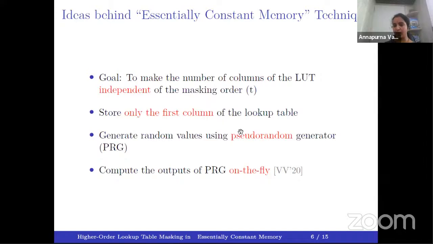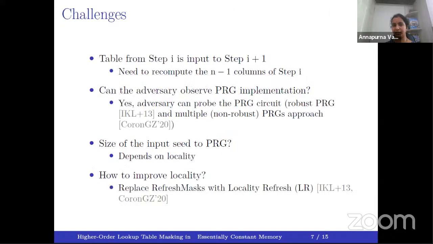If we can somehow avoid storing the n-1 columns, what we opted for is a pseudo-random generator. Since it's a deterministic construction, we can call the pseudo-random generator whenever we want to compute the output masks. Essentially we'll be computing the masks on the fly whenever we want to protect the shift, and we'll be discarding the random masks and recomputing them whenever we want. As I mentioned, there is a recomputation step involved. This is the additional overhead compared to the Eurocrypt 14 scheme.